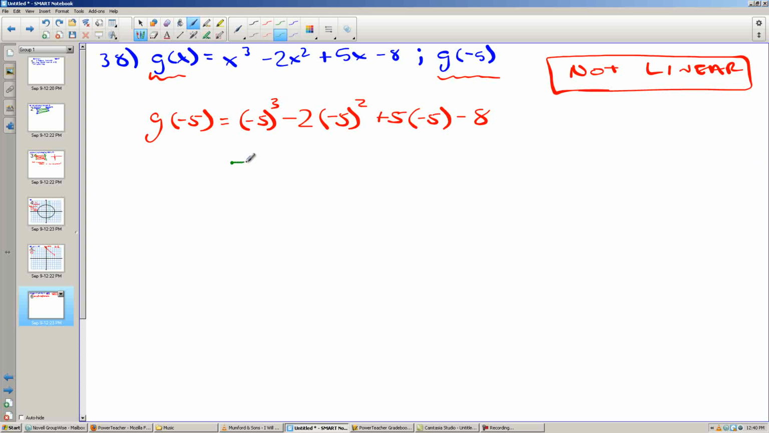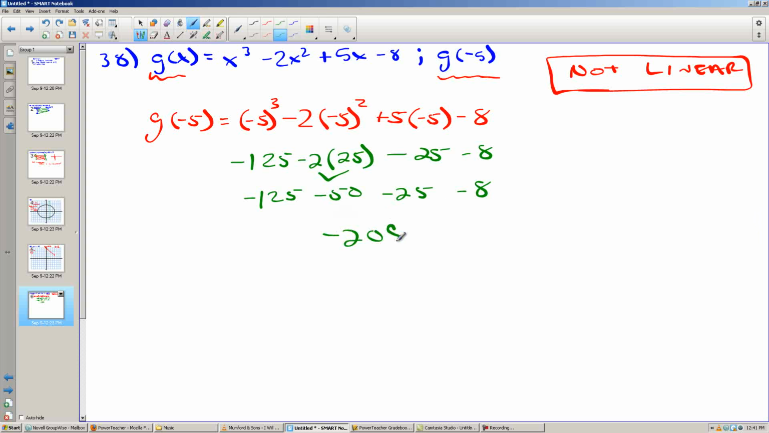-5 raised to the third power is -125. Here we have -2 times -5 times -5 is 25. Then we're going to have plus 5 times -5 is -25, minus 8. One small simplification, this is -50, -125, -25, and -8. If I add all this together, I end up with -208. And that is the value of g of -5.